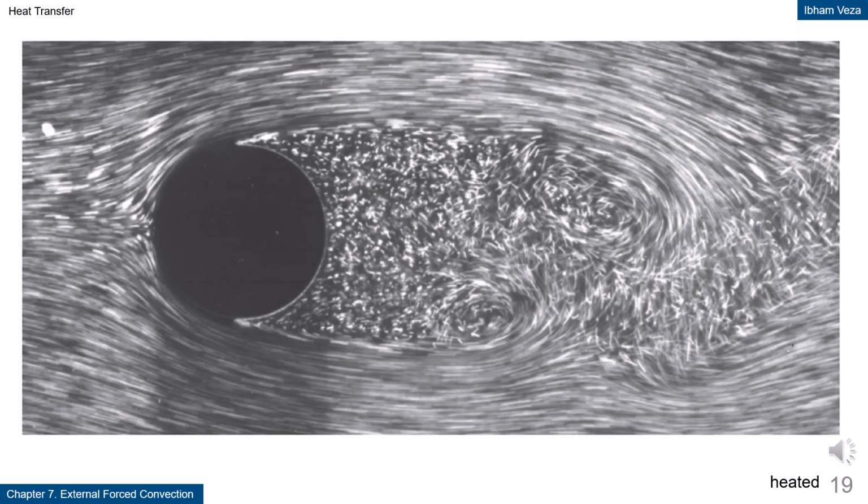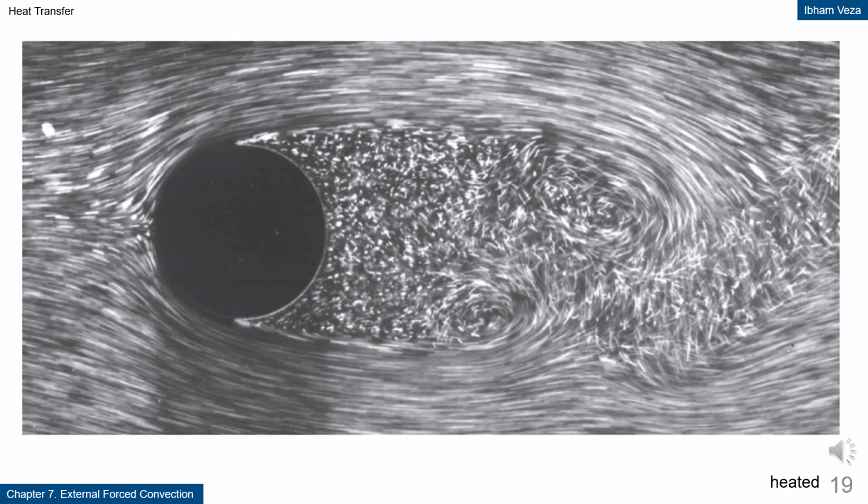Flow visualization over a circular cylinder. This slide shows a flow visualization around a circular cylinder that illustrates the formation of a wake behind the object. The flow pattern demonstrates instability and vortex formation due to flow separation. This wake region becomes the main source of pressure drag on the cylinder.